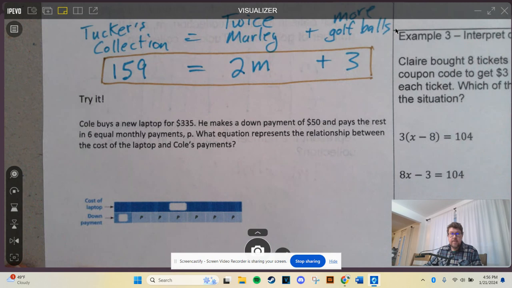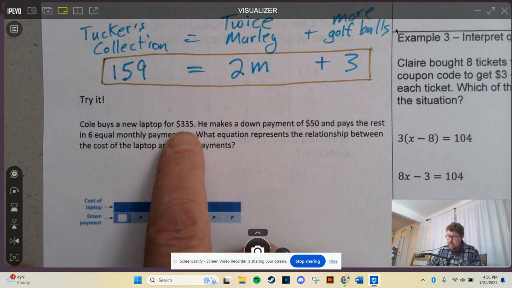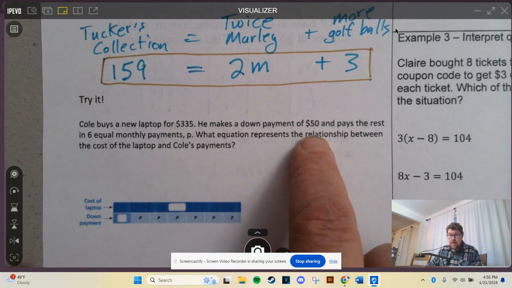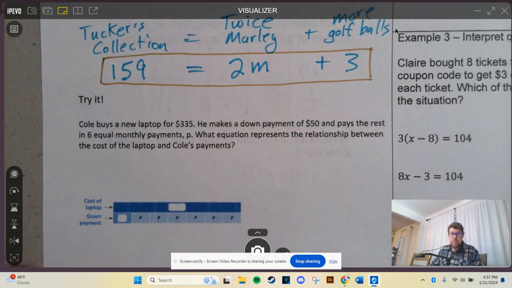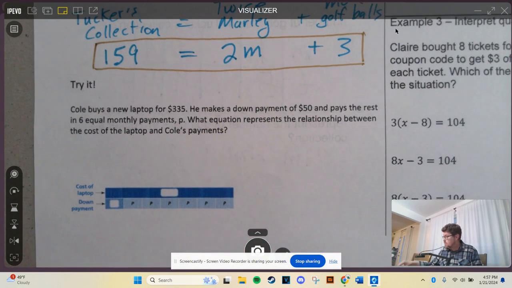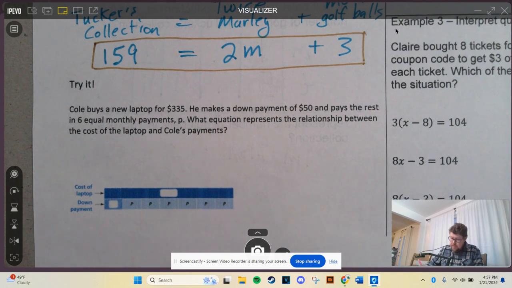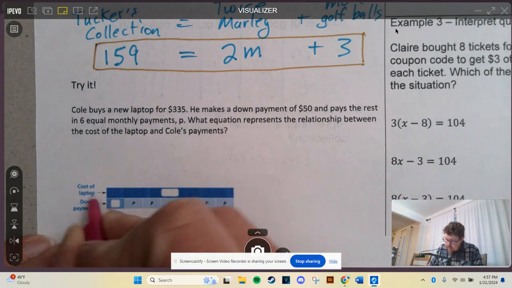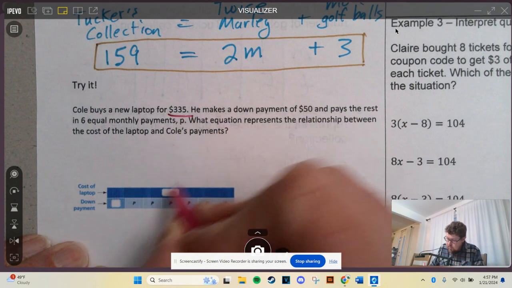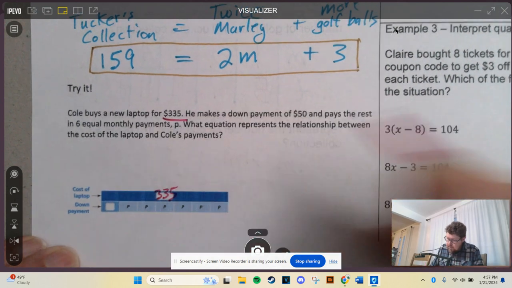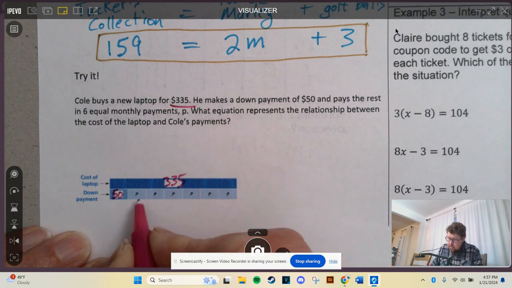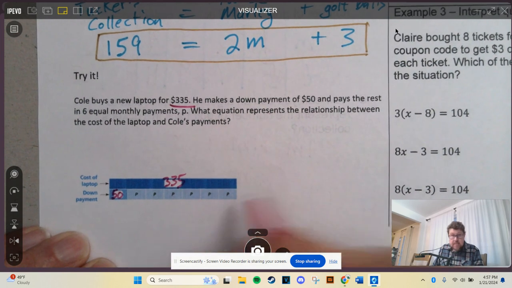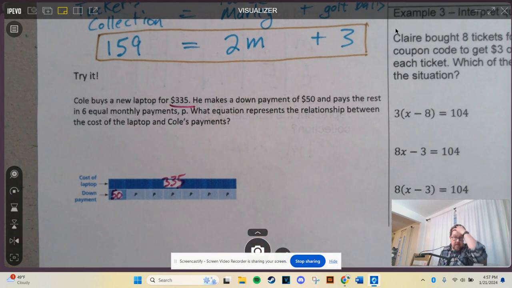All right, this kid Cole buys a new laptop for $335. He makes a down payment of $50 and pays the rest in 6 equal monthly payments. What equation represents the relationship between the cost of the laptop and Cole's payments? Shoot, I should have made this bigger when I made it. But anyway, the cost of the laptop, we know that's $335. Boom, we put that right there. We know that the down payment is $50, so we can pop that right there. And then we've got 1, 2, 3, 4, 5, 6 monthly payments represented by those P's, right?